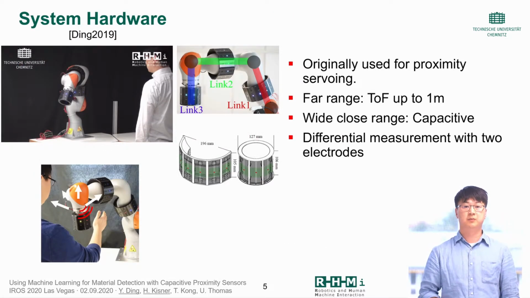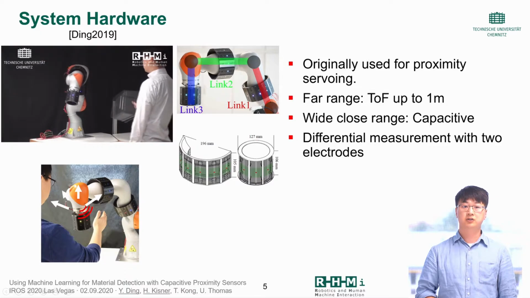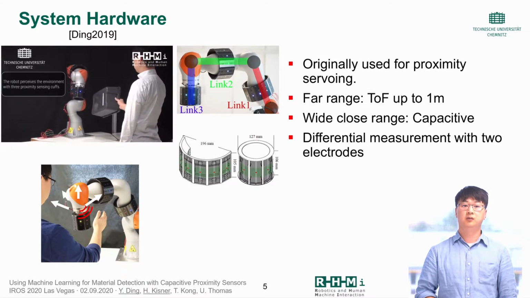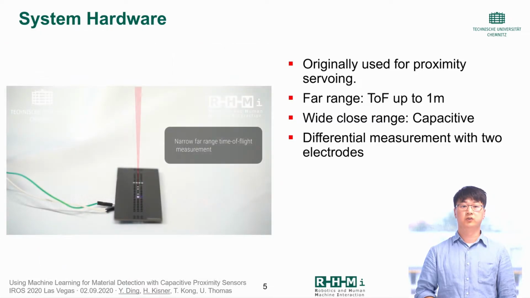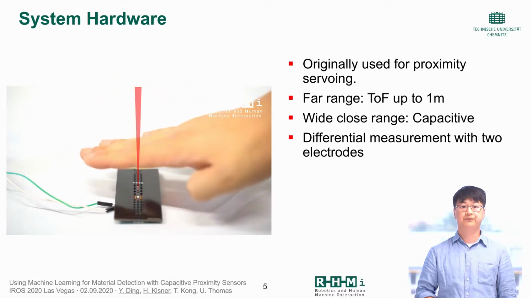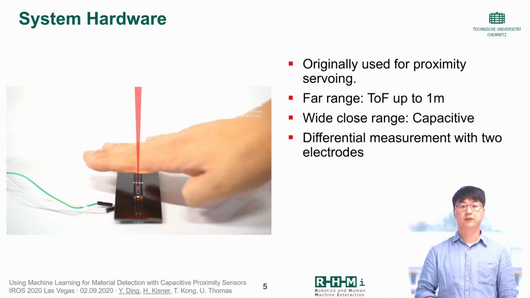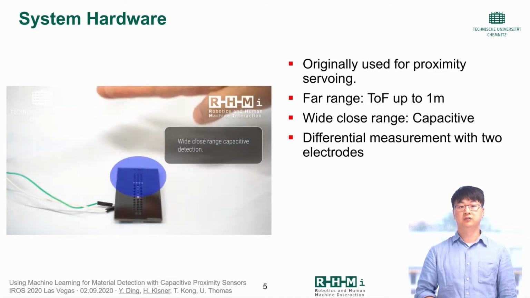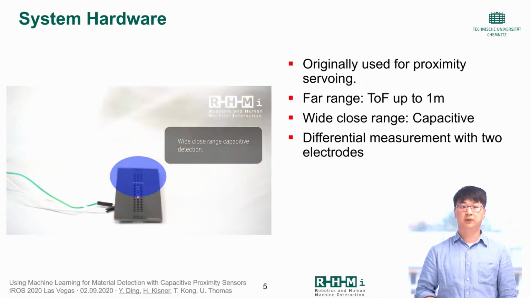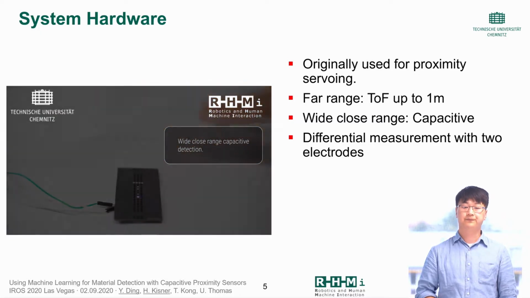Next, we will discuss the measurement hardware. The sensors are originally used for proximity detection and proximity zeroing tasks, where the sensors are mounted on the outer shell of the robot to detect obstacles. We use a single sensing element from the system, which uses time of flight to detect obstacles for far range, but with narrow field of view. In case obstacles are undetected by time of flight measurements, capacitive sensing is used as an additional safety layer with this wide but close range coverage.